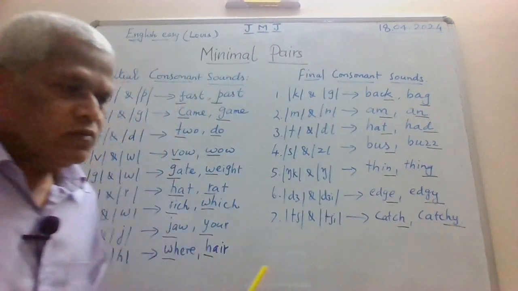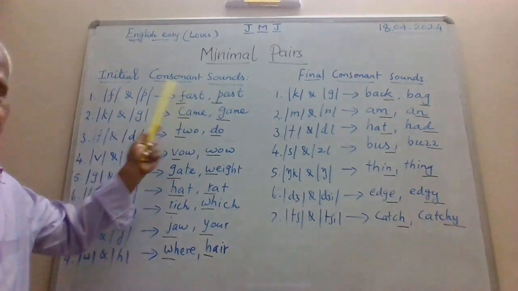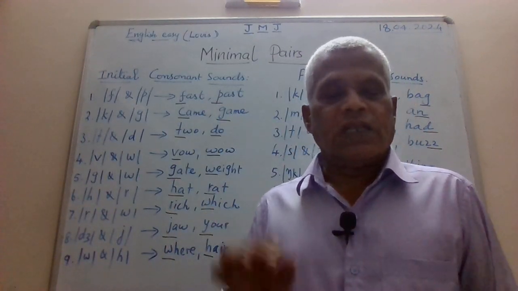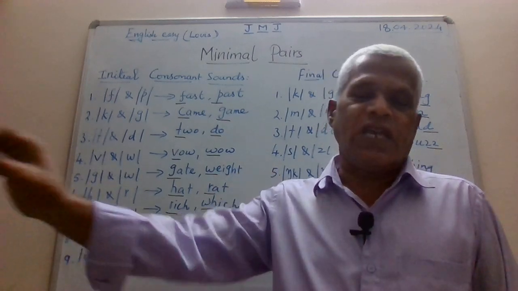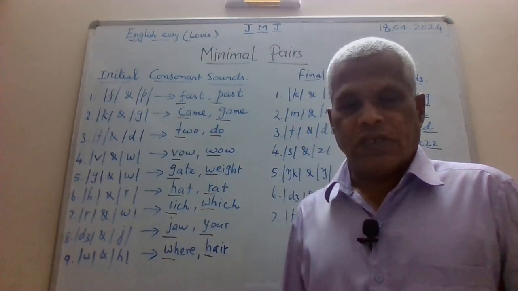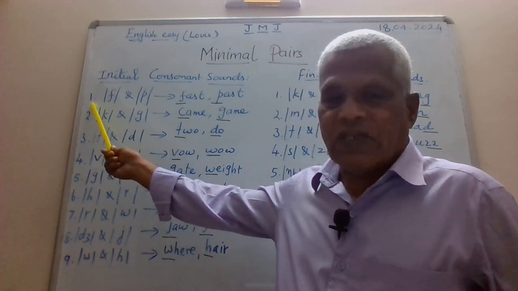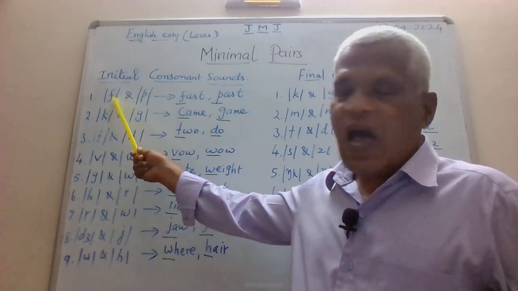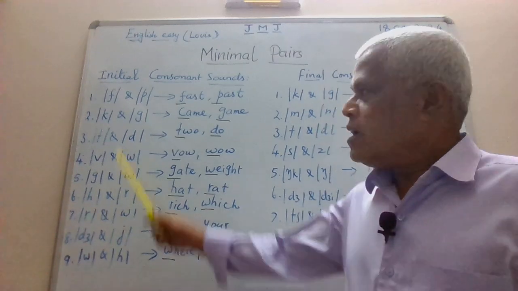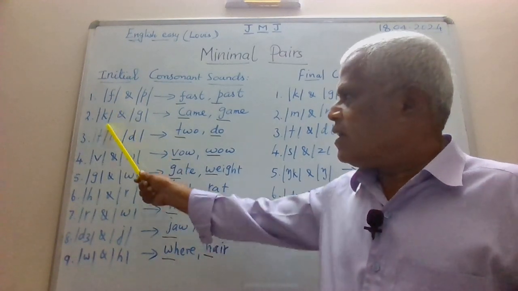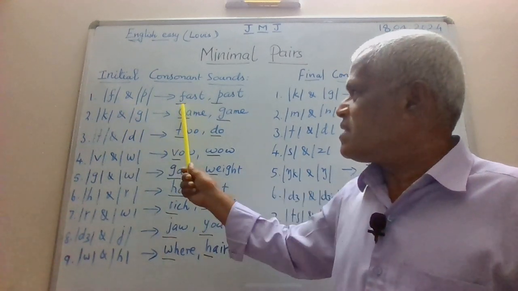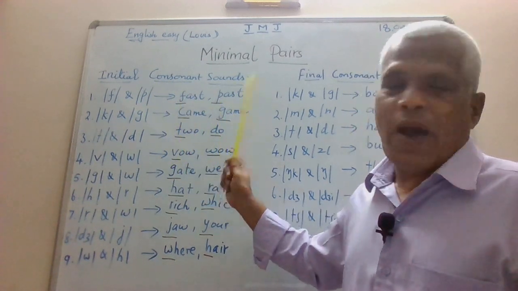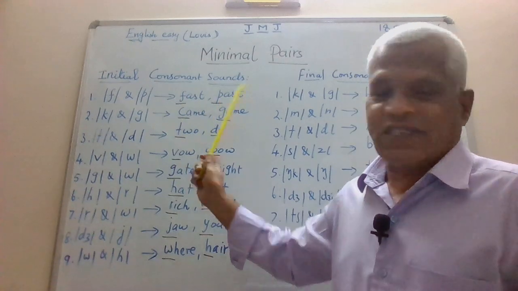Come, let's go. Now look at these initial consonant sounds. In minimal pairs you have certain different words that will have a consonant sound at the initial stage of the words. For example, see the first one I have written here, F and P. This is Fa and Pa. You will have the similar letter as far as F is concerned here and P is concerned here. So how do you pronounce these words? Fast and past.